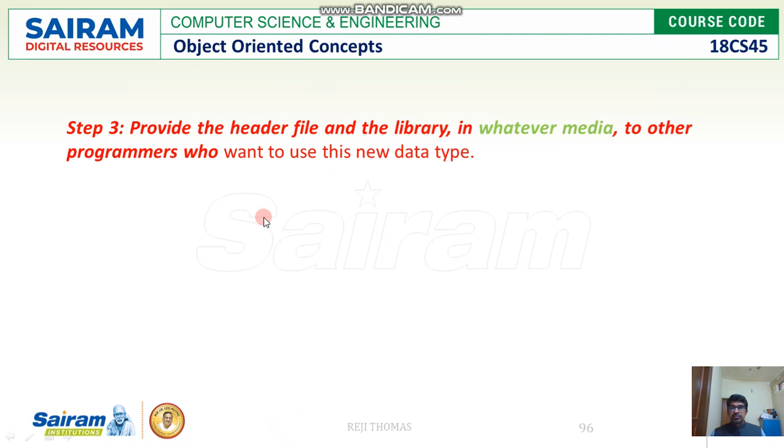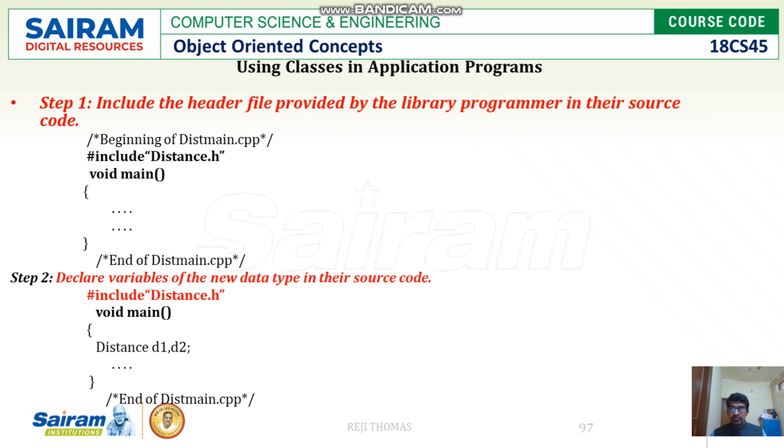Now you can provide the header file and the library wherever you want. You're free to use it. So we have successfully created the library files for this. Let us see how we can use this in the application program. First, you have to provide the header file in the source file using include, and this should be inside double quotes.